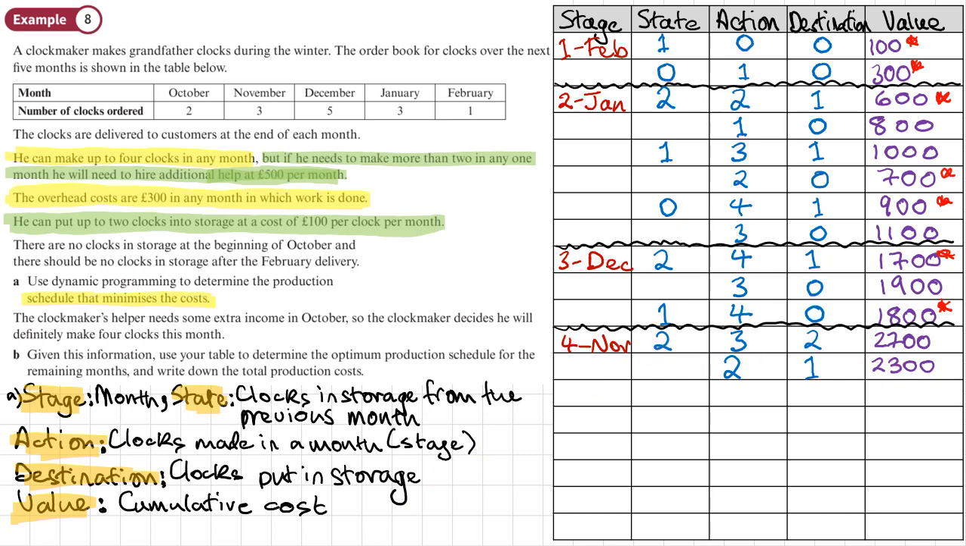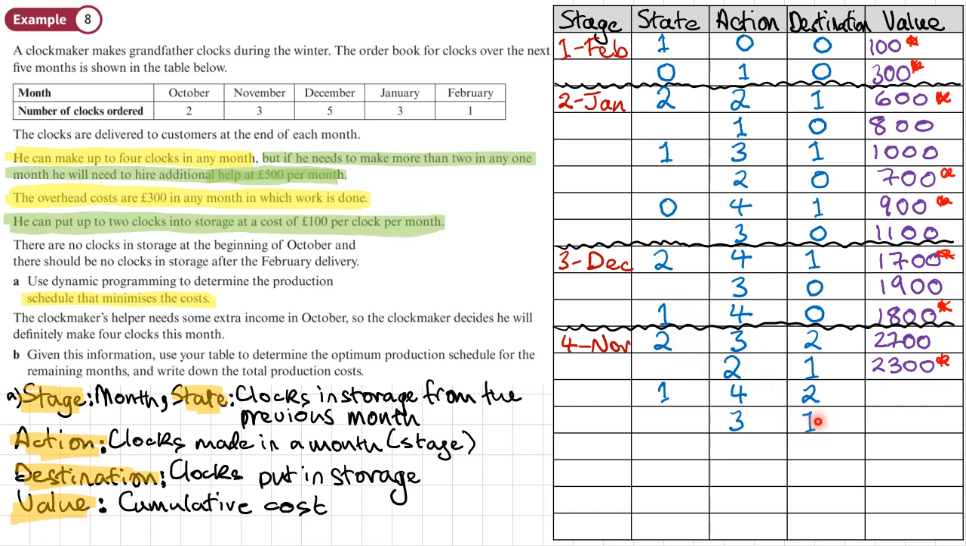Moving on to where I have 1 in storage from the previous month, I can make 4, that'll give me 5 in total. 3 of them get used up in November, I'll pass on 2, or I can make 3, so I've got 4 in total. 3 of those will get used up and I have 1 to pass on. Remember, I can't pass on no storage items onto December. It has to be 1 or 2.